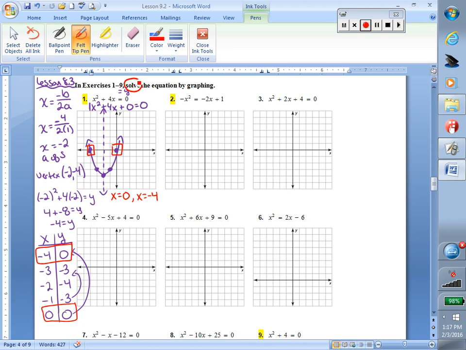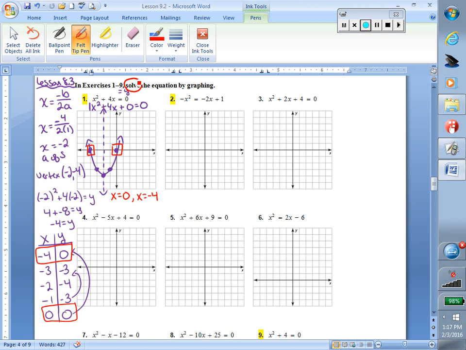So make sure, take the time to check your answers, but keep in mind you have to check them one at a time. Don't put 0 in for one x and put -4 in for the other x. You have to check them one at a time. So put 0 in for all the x's, make sure it works. Put -4 in for all the x's, and make sure that it works.